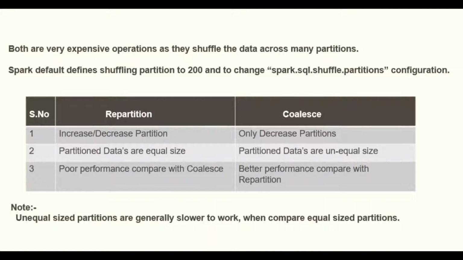Let's see the major differences between repartition and coalesce. With repartition, we can increase or decrease the number of partitions, but with coalesce, we can only decrease the number of partitions. In repartition, the partition data are equal in size, but in coalesce, the partition data are unequal in size. With respect to performance, repartition is less performant compared with coalesce, and coalesce has better performance compared with repartition.